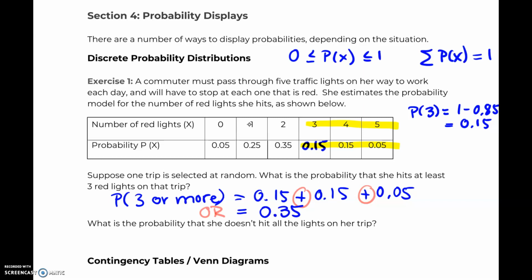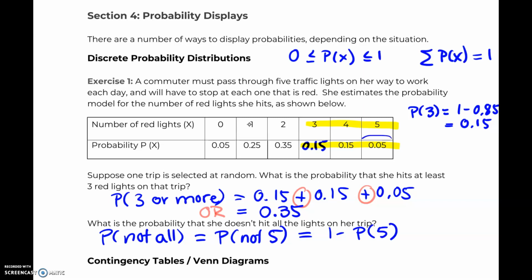What is the probability that she doesn't hit all the lights on her trip? So that's the probability of not all, which is the probability of not 5, right? And we already stated before, when we look at not probabilities, that's really the complement. So this would be 1 minus the probability of hitting 5. So the probability of hitting 5 lights is 0.05. So 1 minus 0.05 is equal to 0.95.